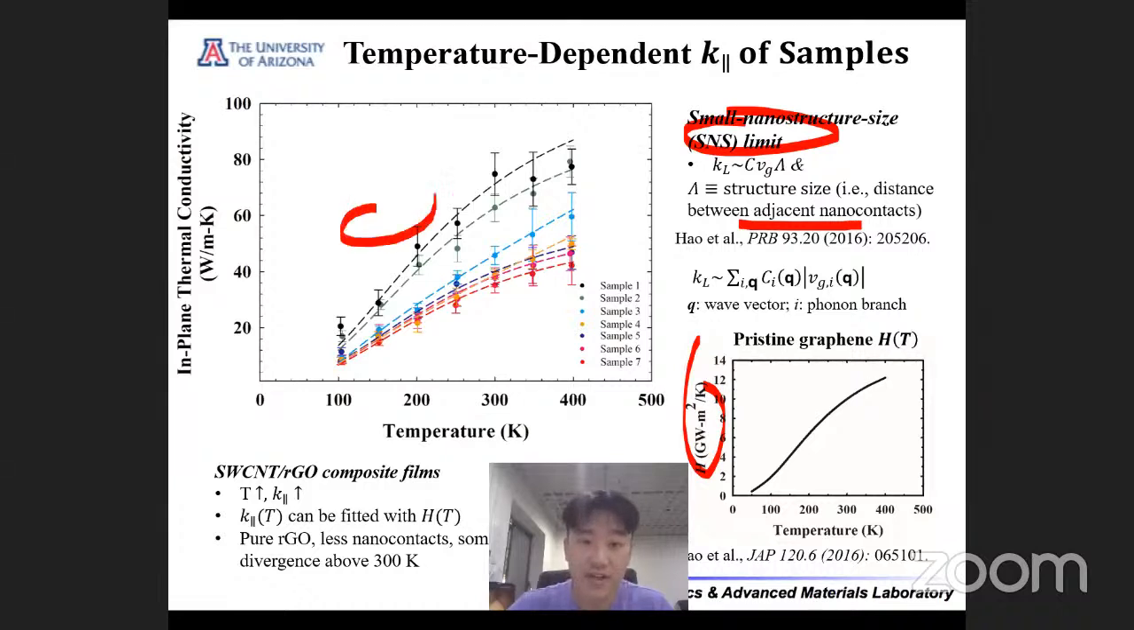In the left figure, I'm showing you the temperature-dependent in-plane thermal conductivities for our 7 samples. In general, thermal conductivities increase at elevated temperature, and thermal conductivities can be fitted with the product H curve for porous thin graphene. Note that the mean free path in RGO samples was not strongly restricted by structure size, and some divergence can be found above 300K.